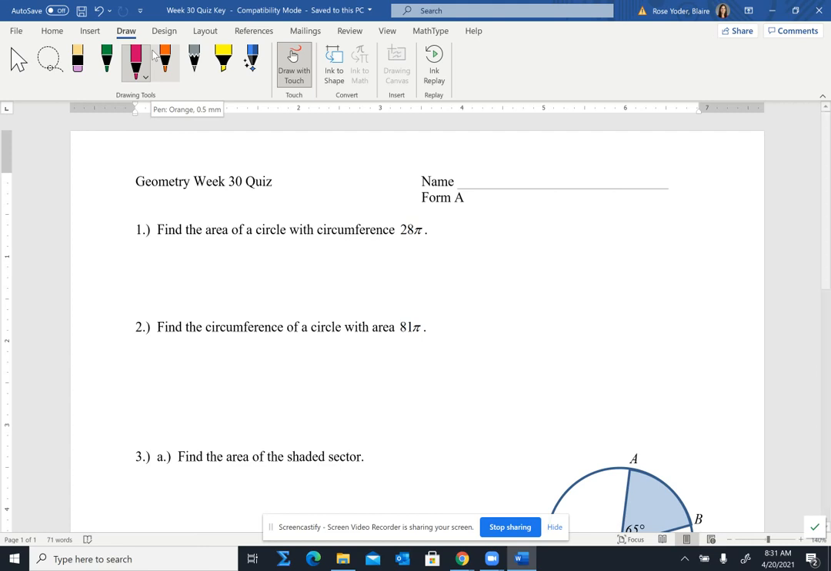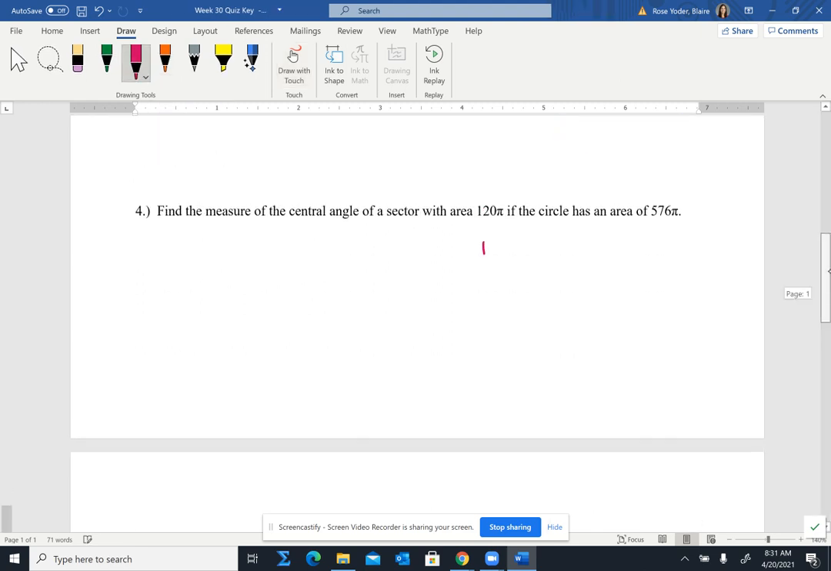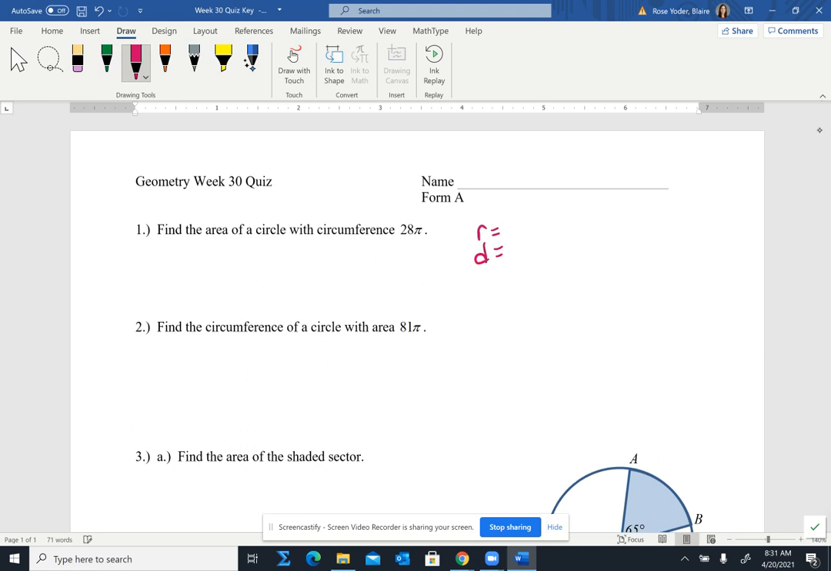Let's go over the week 30 quiz so that you can ace this retake. So for number 1 and 2, I'm going to do my RDCA thing.